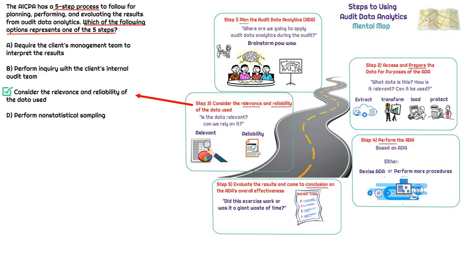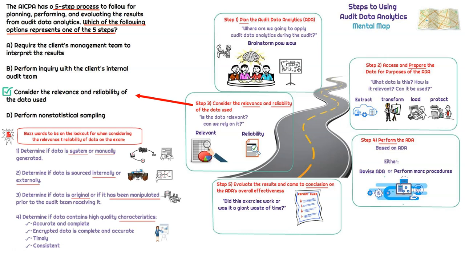But what if they really drilled into step 3 and asked you to explain what is the purpose of step 3? Well, hopefully you'd be able to say, well, the purpose of step 3 is to understand where the data came from, how it was generated, and its overall quality. And then I would say, okay, what are some buzzwords we should consider on the exam when we see something about step 3, right? Well, we should be thinking about, was the data system or manually generated? Did it come from an internal source of the company or was it externally generated, right? Is it in its original form or has it been manipulated?